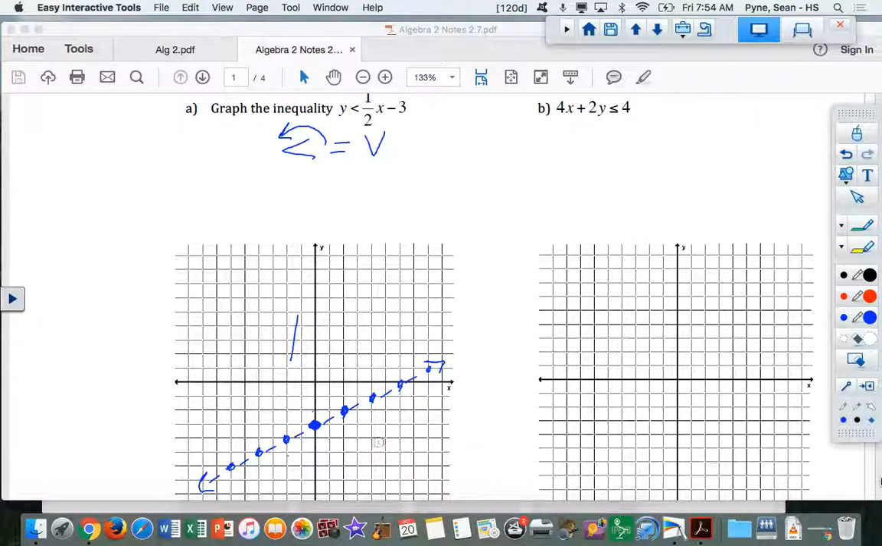Which side is below the line? 1 or 2? 2. That's it. And you're done. Oh, that's a good way of remembering that. You're welcome.